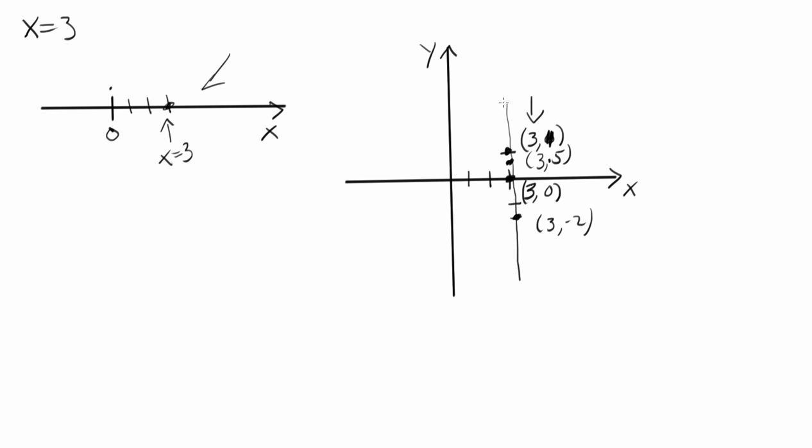The criteria of this line just means that the x-coordinate of all the points that are on this line must be equal to 3. So when I say to you, plot the line x equals 3, it shouldn't be a question now that it's a vertical line. So let's try a different one.